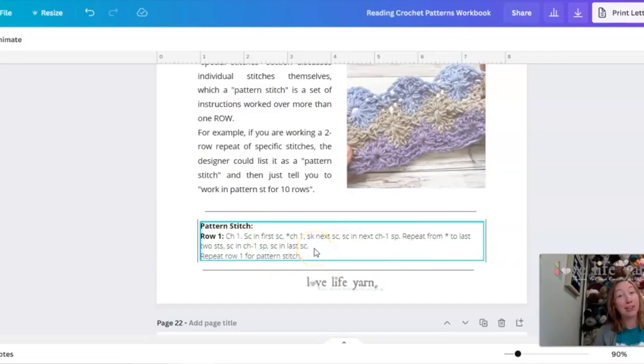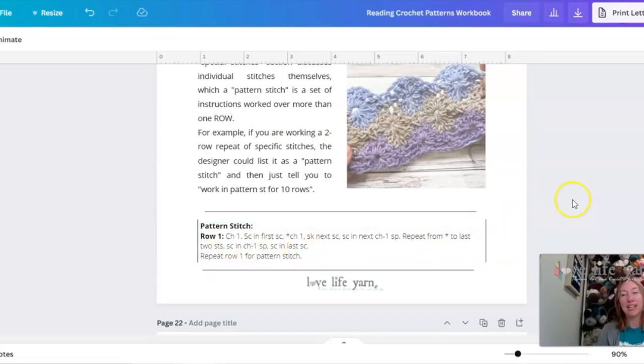Don't worry, tomorrow we'll get into punctuation, so don't fret. You see the asterisks, don't freak out. And then you repeat that row for the pattern stitch. So when it says work even in pattern stitch for 4 inches or whatever it's going to be, that just means that you repeat the pattern stitch, however many rows it is, over and over until your piece measures that.